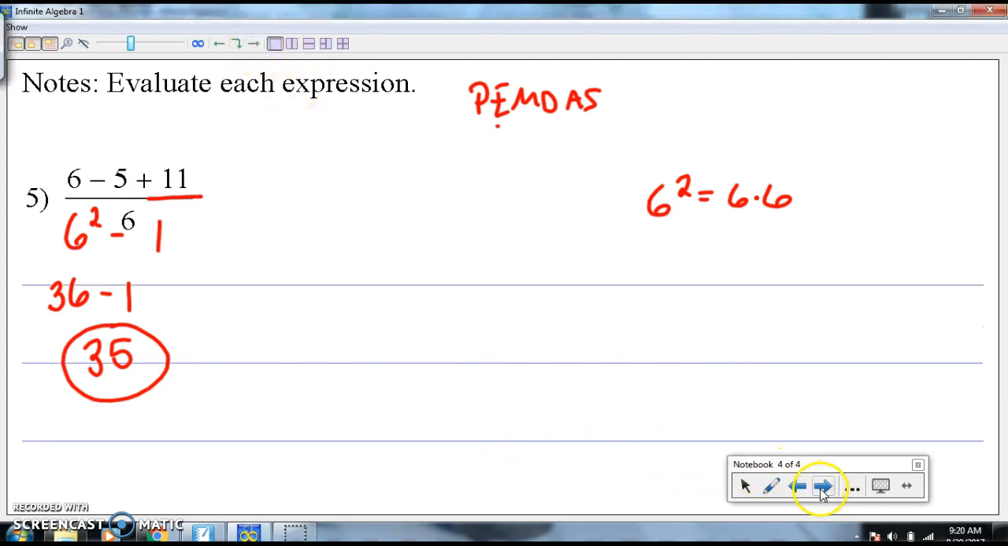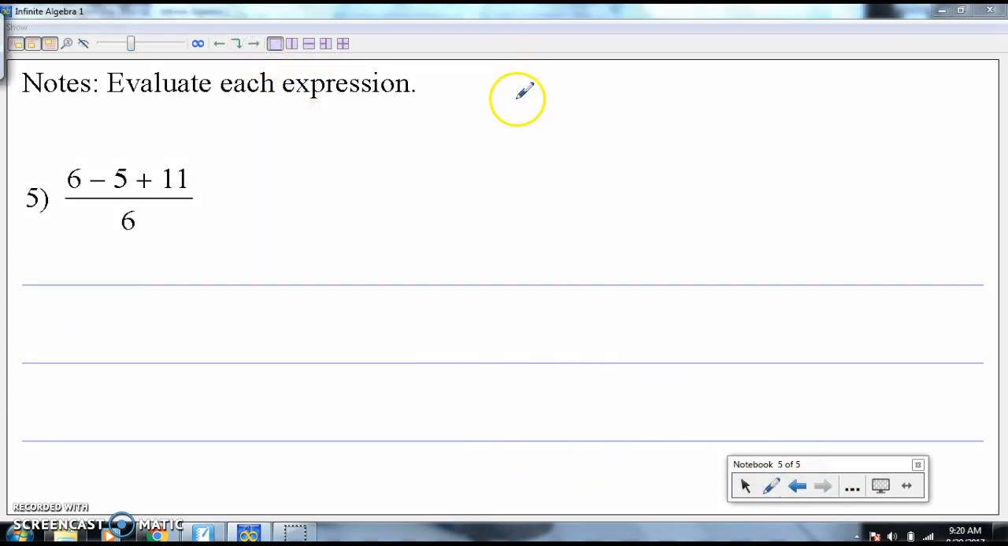Okay, let's do one more with 3 steps in it. So using our PEMDAS, because we have a big fraction bar here, we're going to go ahead and put parentheses around the top. Okay. Now, we're going to start by doing the top.